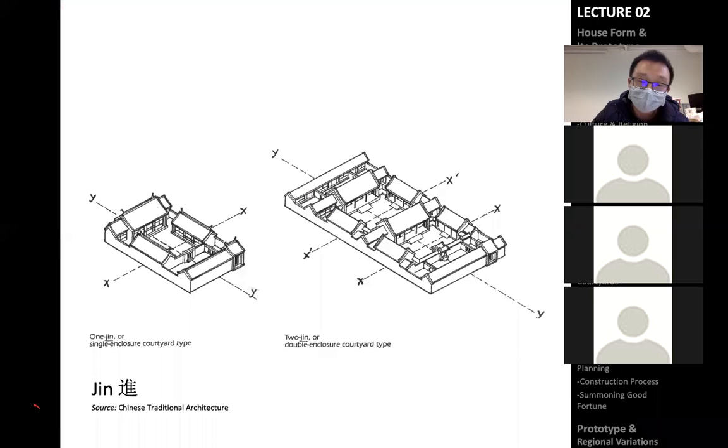And once the courtyard expanded, a new idea was introduced, that is Jin, literally translated as enter. Each Jin is a courtyard unit.